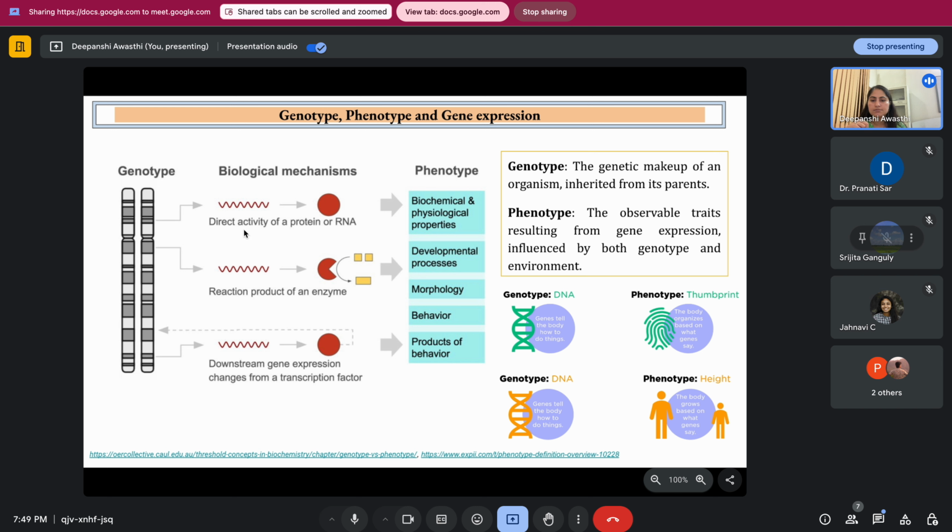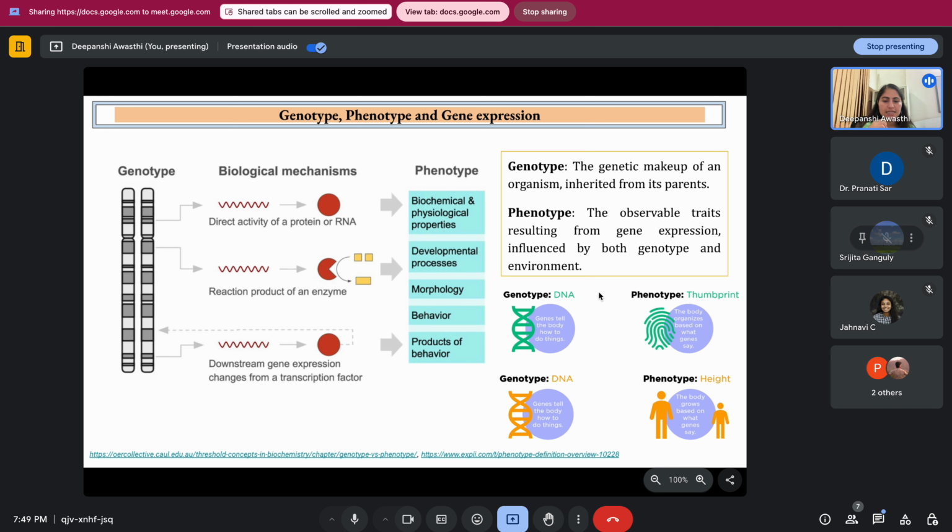In the left figure, the genotype involves biological mechanisms, the direct activity of a protein or RNA. The phenotype could be biochemical and physiological properties, the reaction product of an enzyme, and also morphology, developmental processes, behavior, and products of a behavior.